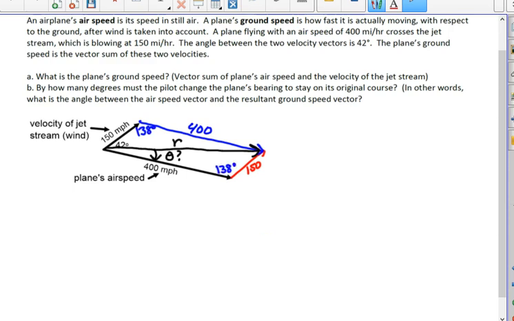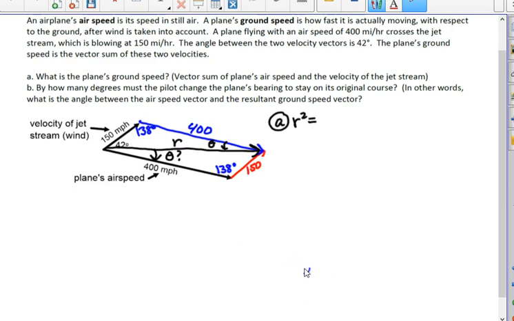So I really can use either one of these triangles to do the problem. Since I'm looking for this, and also if this is theta, then because this is a parallelogram, this is also the same theta. So it really doesn't matter which triangle I use to find r and to find theta. So in part A, we're going to use the law of cosines because we have a side angle side situation.